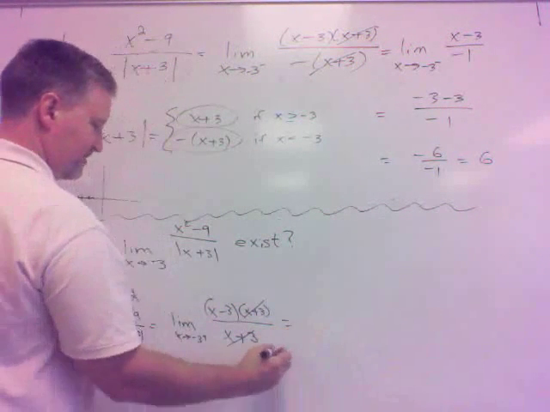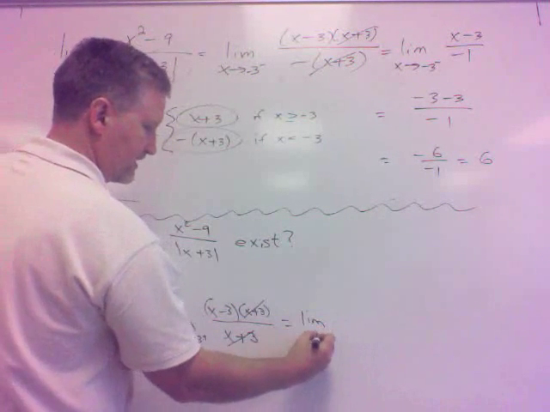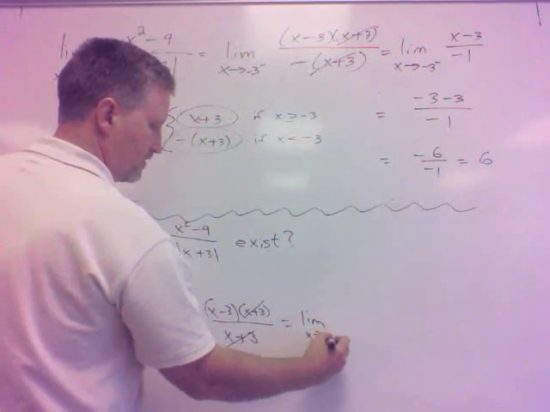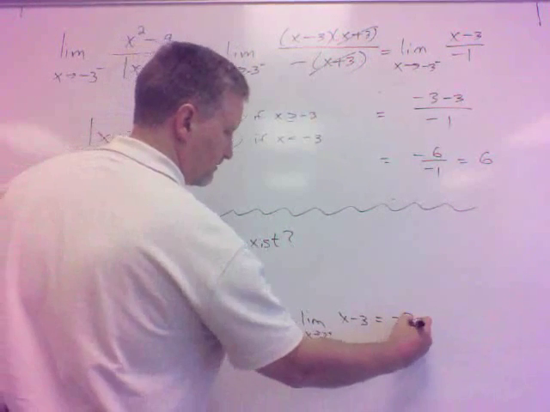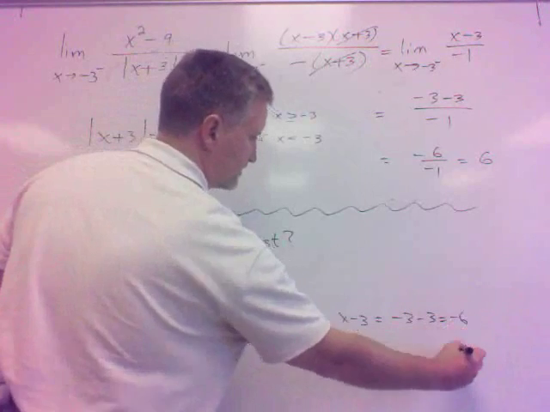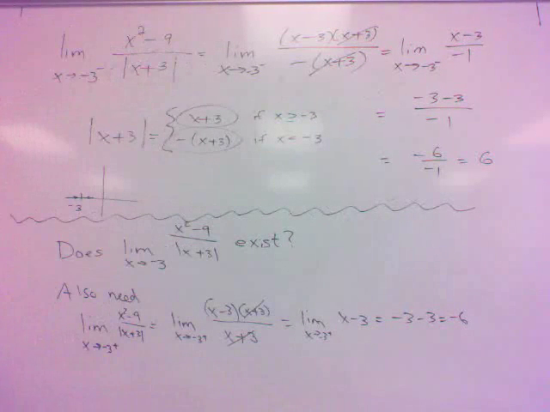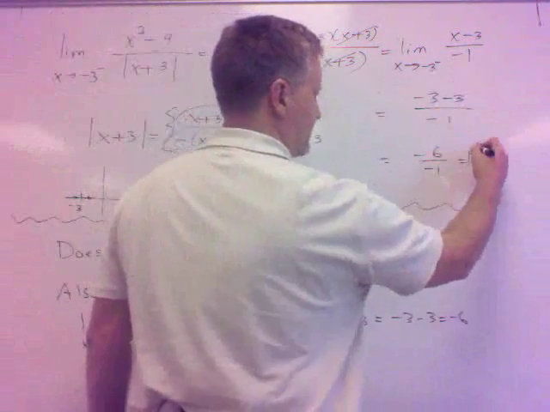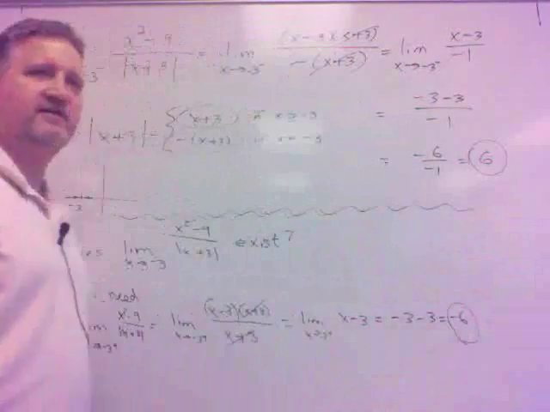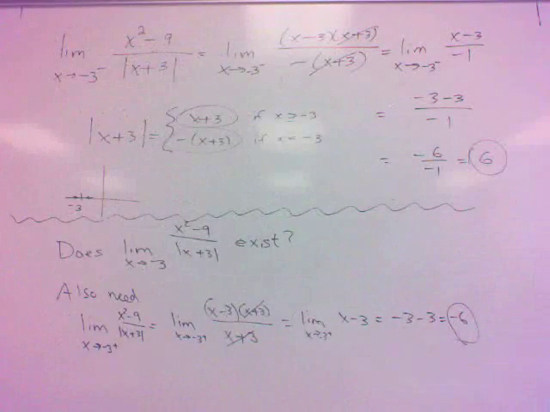Because now it's just going to be the limit as x approaches negative 3 from the right of x minus 3. So yes, that's just going to be negative 3 minus 3, which is negative 6 for the limit from the right. What does that tell me? The limit from the left is 6. The limit from the right is negative 6. No match. So, does the limit exist? No.